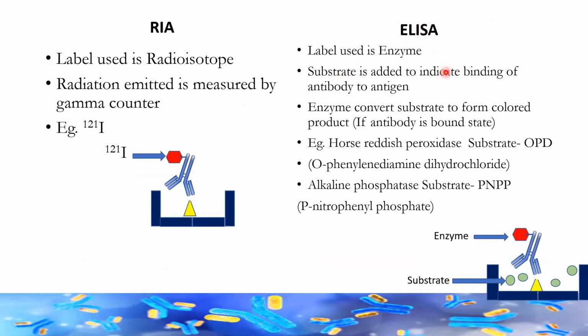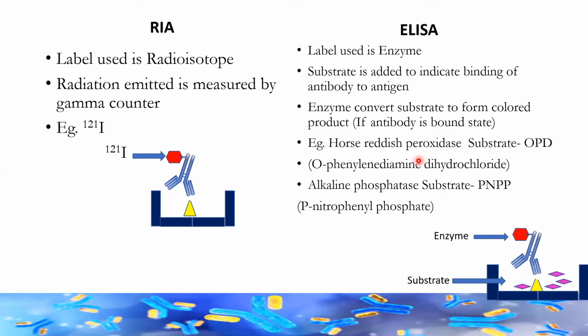Whereas in ELISA, the label used is an enzyme. Then a substrate is added to indicate binding of antibody to antigen. You can see the label used here is an enzyme, and to check whether the antigen is bound to the antibody or not, you add the substrate for this enzyme. This substrate is converted into a product, and because of the presence of the product, you understand the antigen and antibody are bound.